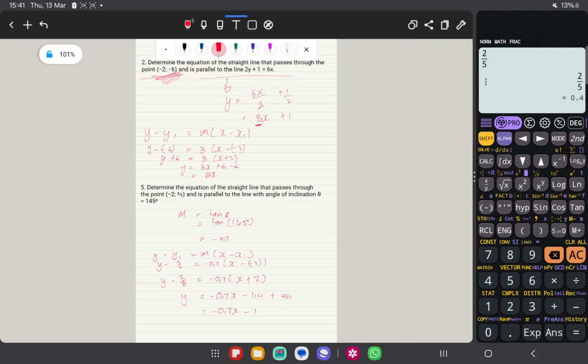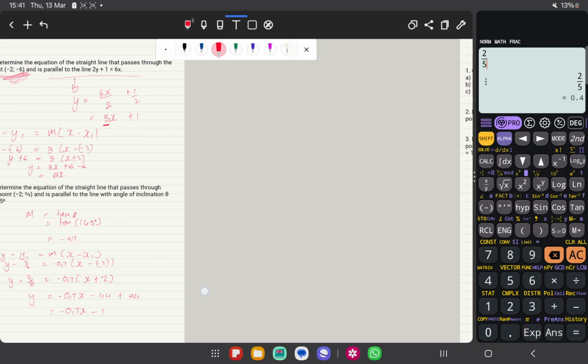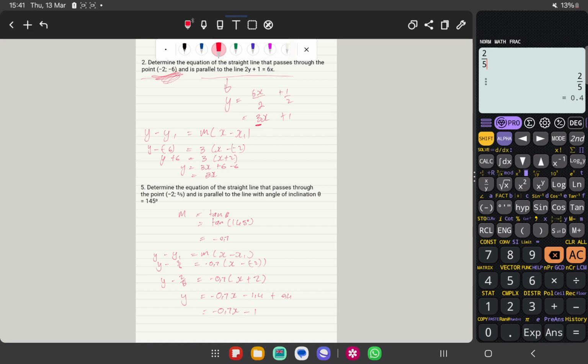So I think by that we are done with parallel lines. The next thing we do, let's solve some problems for perpendicular lines.